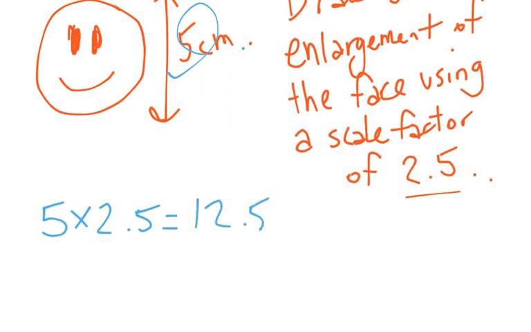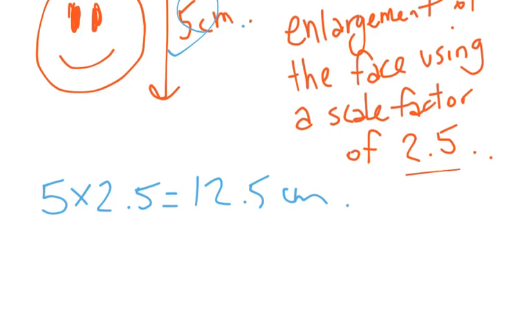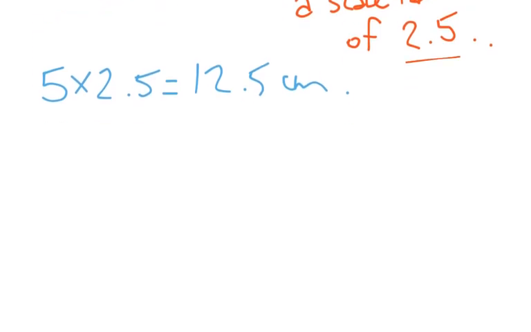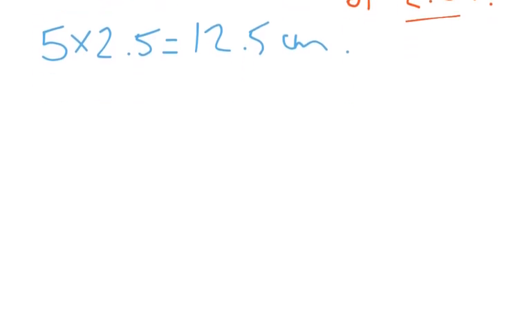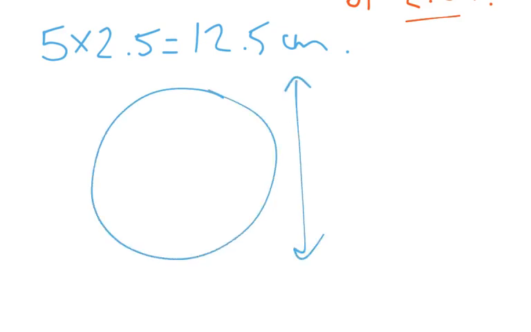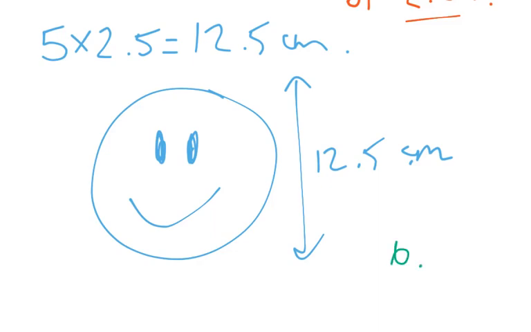12.5 centimeters. So all I need to do is just use a ruler, and I'm going to draw a circle with a diameter of 12.5 centimeters. And that's it. It's that easy. If the question was to draw a reduction, and it was a scale factor of, say, I don't know, 0.6, then I would just multiply the original distance times that scale factor.